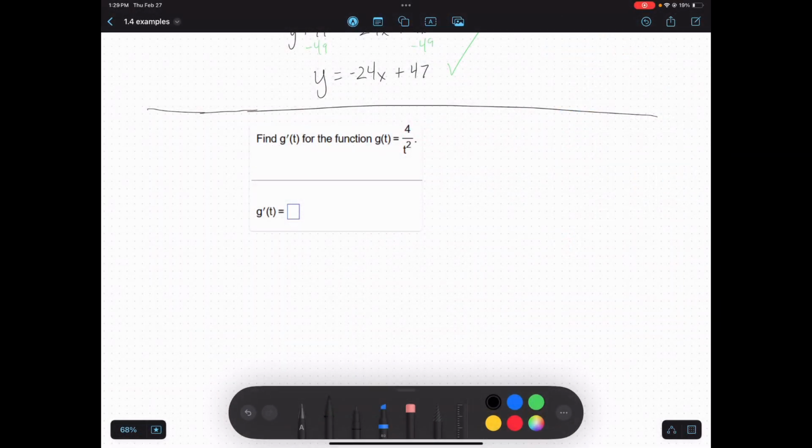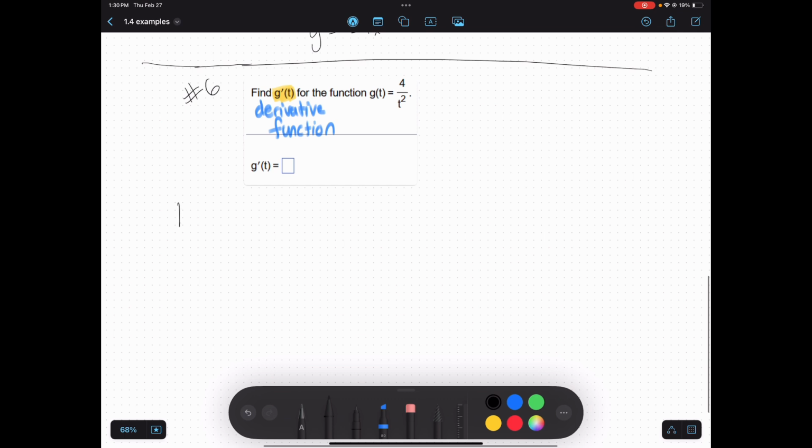Okay, the next problem we're going to go through is number 6 from your homework. And the reason I picked this one is because this one can get a little bit tricky. But first of all, I want to point out, what are we actually solving for? We're trying to find g prime of t. Notice this problem doesn't specify a specific t value. It doesn't specify a specific input value, which means I'm really just trying to find the derivative function.